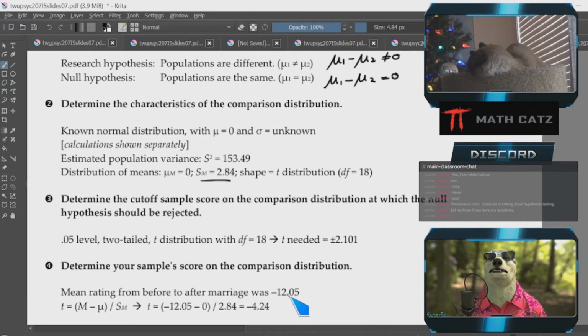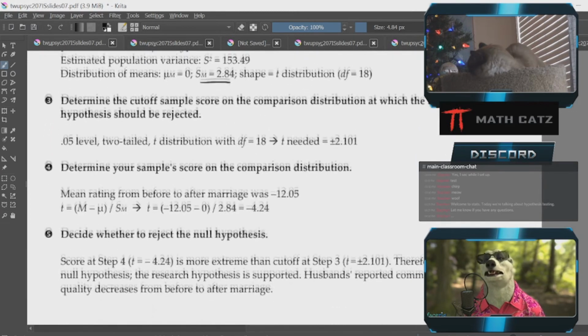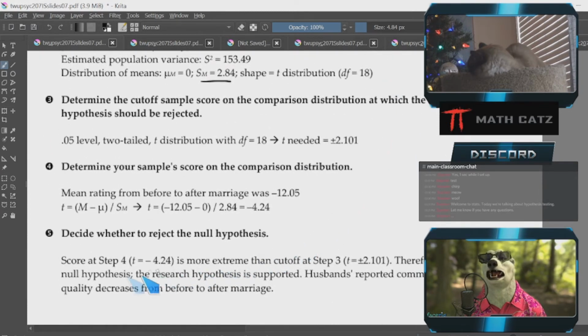difference between the two means is not 0, which means there is a difference in the effect of counseling. The score, negative 4.24, is more extreme than the cutoff. Therefore, we reject the null hypothesis. The research hypothesis is supported. The husband's reported communication quality, I don't want to say decreased. All we are testing is for a change. So let's say changed.